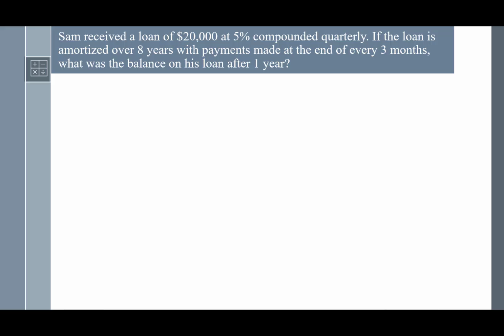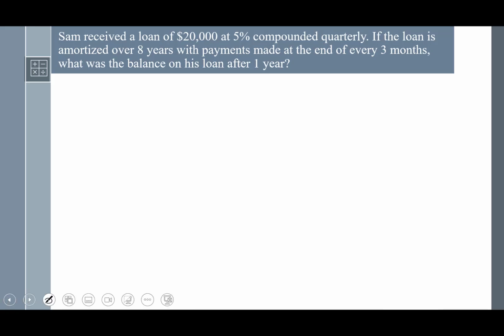So here, Sam received a loan of $20,000 at 5% compounded quarterly. If the loan is amortized for 8 years with payments made at the end of every 3 months, so quarterly, end of 3 months, you need to identify what type of annuity it is. What was the balance on his loan after 1 year? So after 1 year, how many payments has he made? I need to know the balance on his loan.